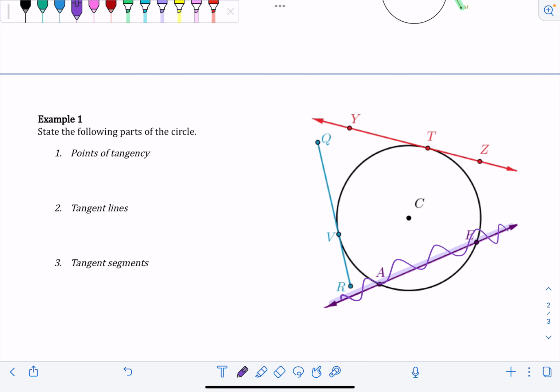Okay, so now the points of tangency, those are the points where the lines are touching the circle. We have one right here at point T, and then we have one right here at point V. So we would say point T and point V.